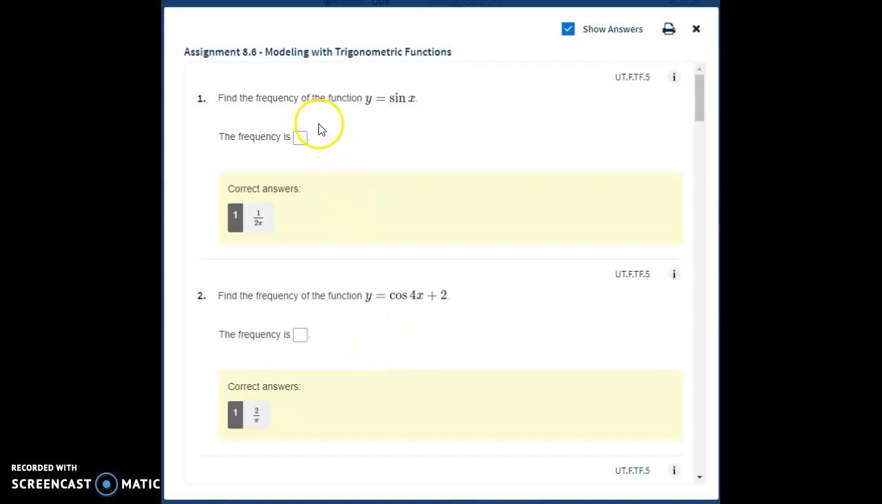And here are some hints and the answers for assignment 8.6. Hopefully you've looked at it and you're just using this to check your answers, right? Because that's how we learn.